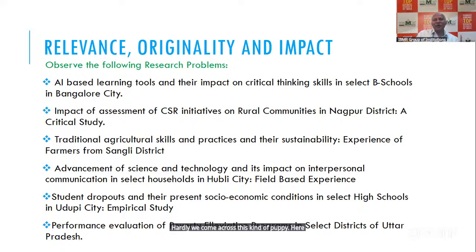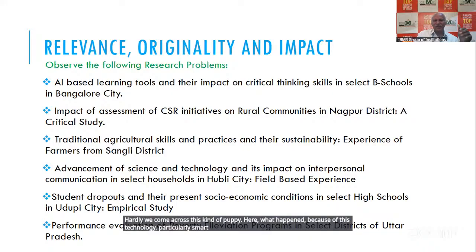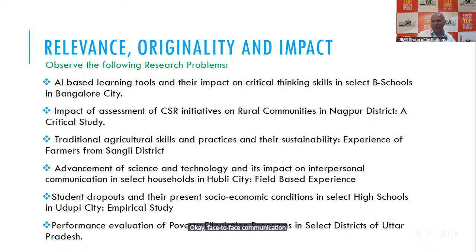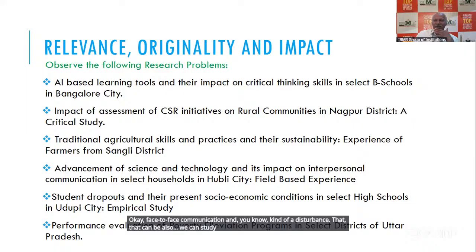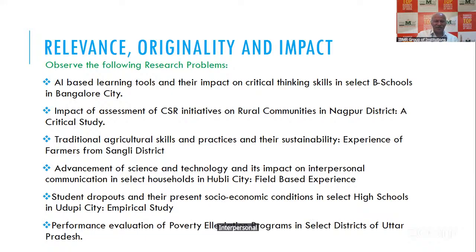Here, because of technology, particularly smartphones and other things, how has interpersonal communication been affected? Interpersonal communication, I mean face-to-face communication. Yes, face-to-face communication, and the disturbance to it can also be studied. Take for example, in a home, four people are having four mobile smartphones and talking only to their phones. There is no interpersonal relation. But we being human beings, interpersonal communication is a must and essential. This could be one of the advanced studies.